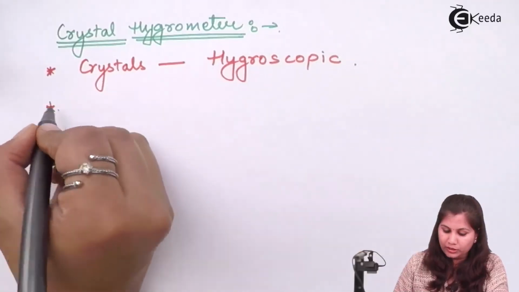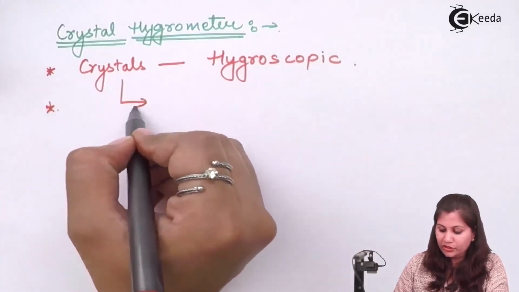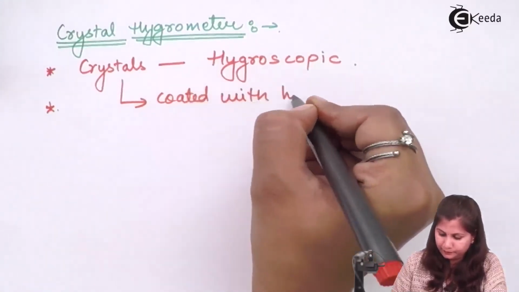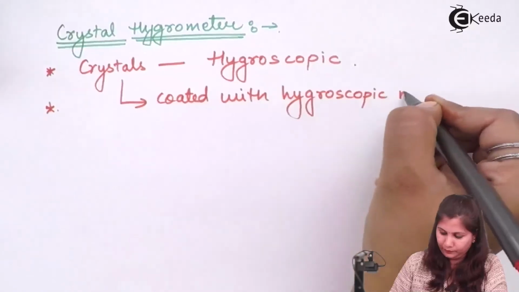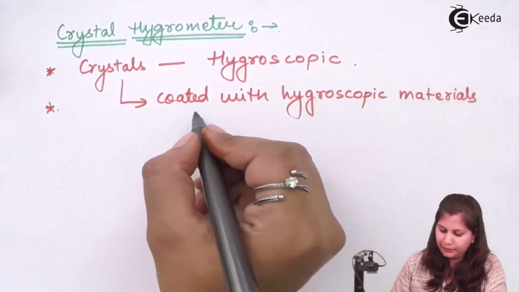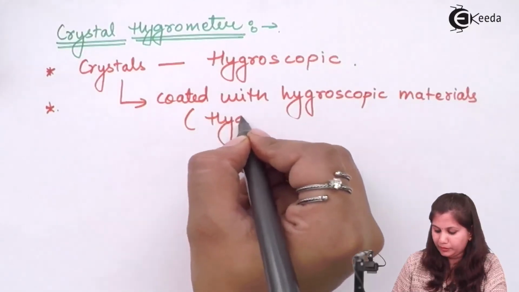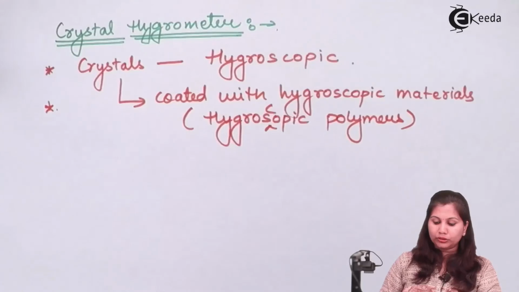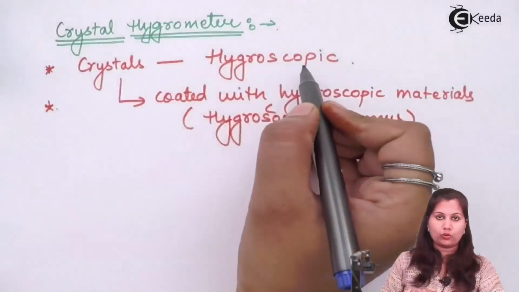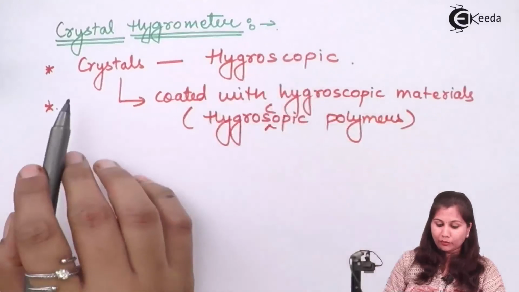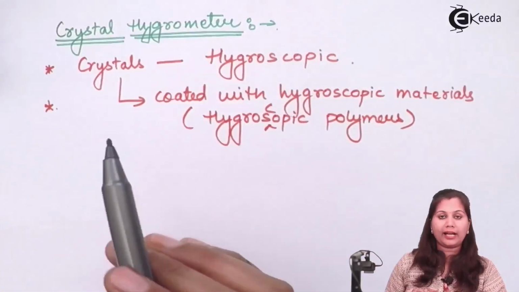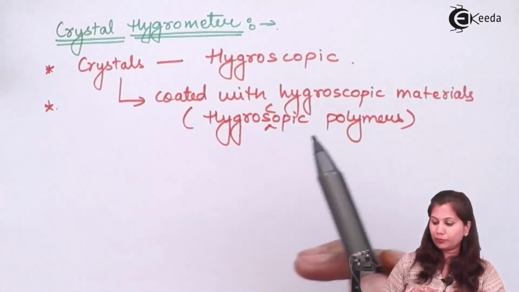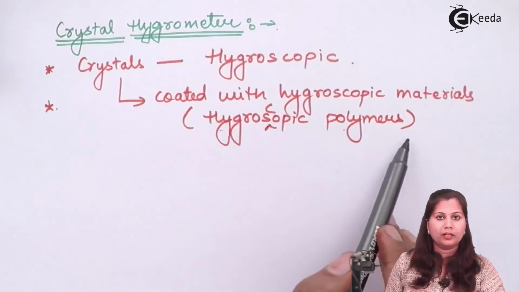Also, there are some crystals which can be coated with hygroscopic materials, and examples of such are hygroscopic polymers. So there are some crystals which are hygroscopic in nature, and some crystals are coated with hygroscopic materials, which are called hygroscopic polymers.